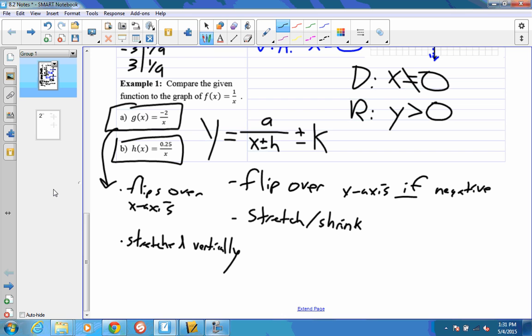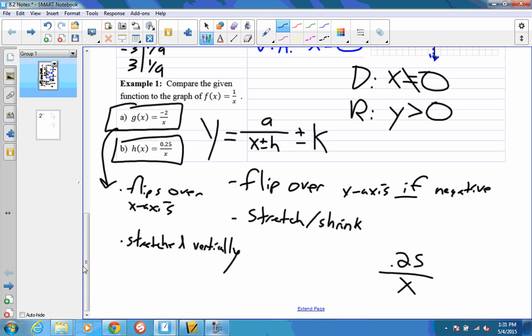For b, I have 0.25 over x. What will a do to this graph? A is 1. What is in this equation? 0.25. So what is it going to do? Shrink. Anything else?